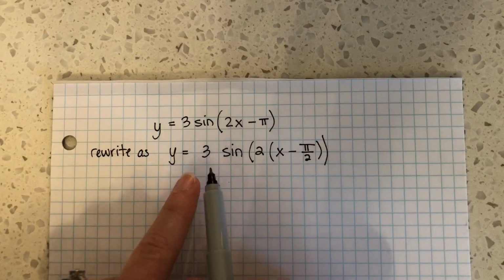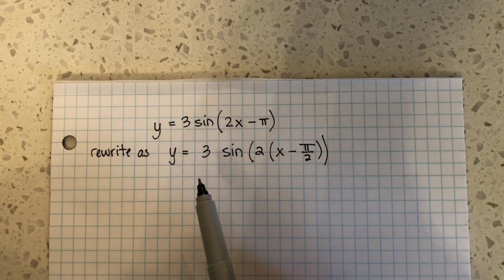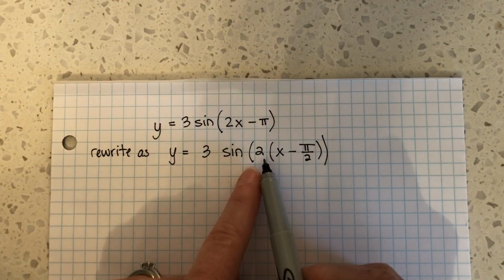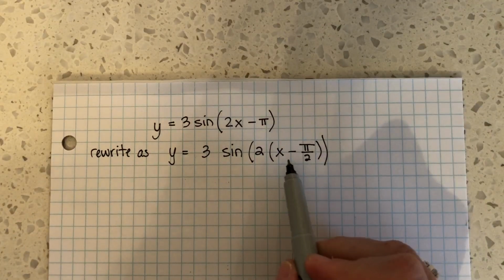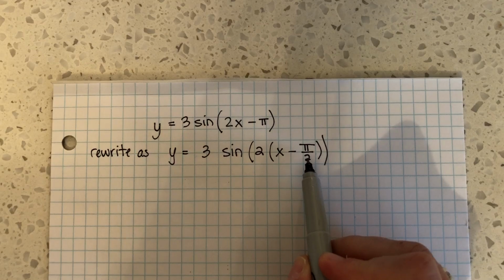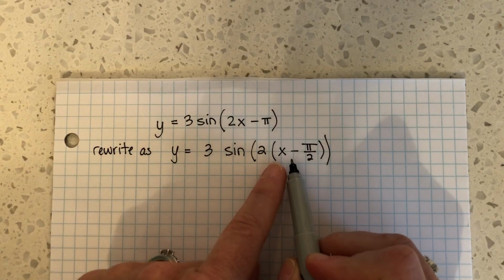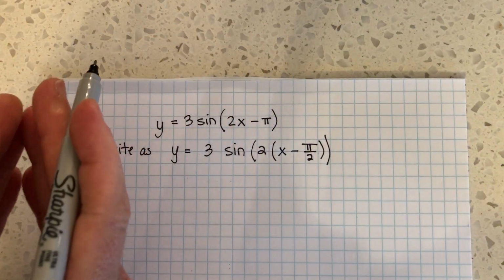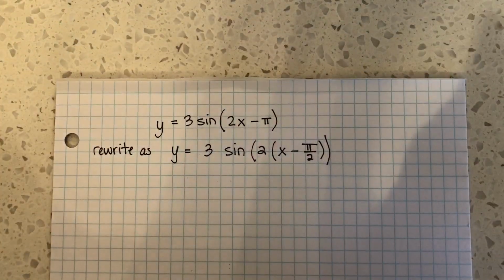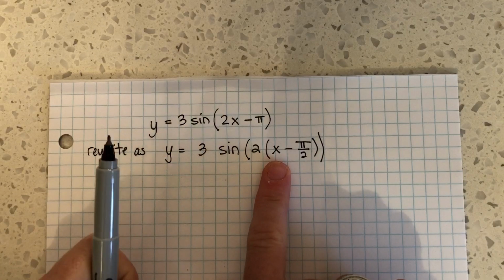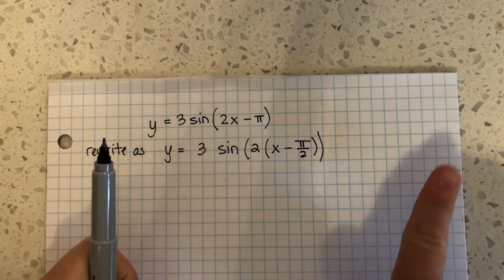So if you look at it, this 3 on the outside, that's 3 times the y's. This 2 on the inside, that's 2 times the x's. So really that's x divided by 2. And then really this x minus pi over 2, that's your phase shift. If it says to take the x's and minus pi over 2 units, remember the opposite of that happening, and we're going to add pi over 2 units. So it's going to phase shift the graph pi over 2 units to the right.